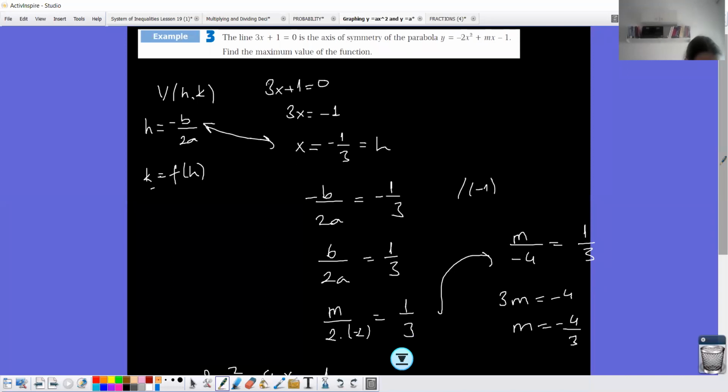So if I ask you about the maximum value, will you understand what I am talking about? Yes, it will be the highest point or the lowest point in the parabola. Okay. So if we have the vertex point, the k, or the y coordinate of the vertex point, gives you the value of the function, minimum or maximum, according to your parabola.